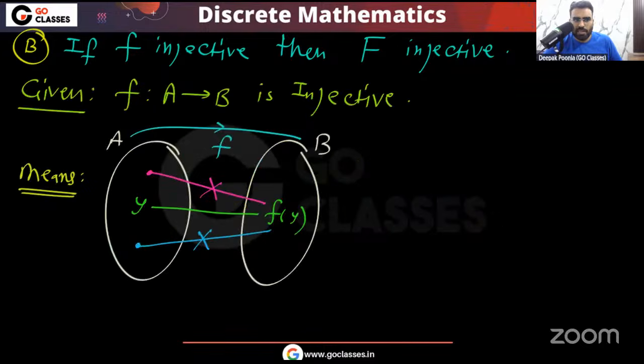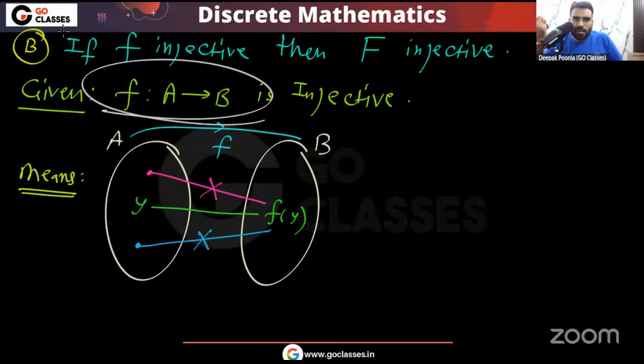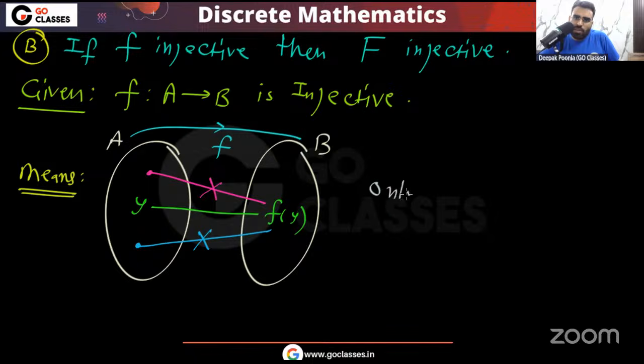Let me just quickly tell you the conclusion here. This is the statement, option B: if small f is injective, then capital F is injective. Now, it is already given that small f is injective. This is given to us. What does it mean? It means that for some element y, if the image is f of y, then no other element will map to f of y. Yes or no? So basically, you can see that only y maps to f of y.